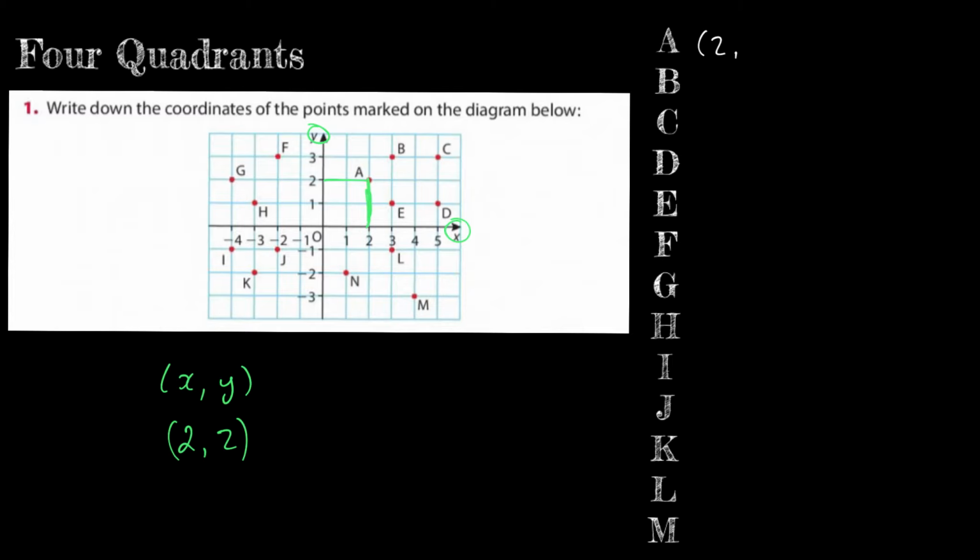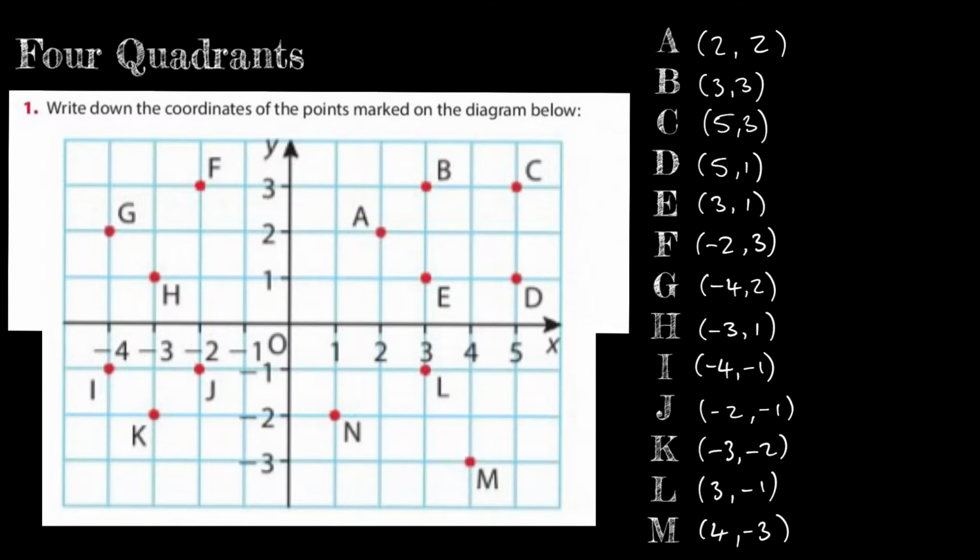So I'll give you a second there to try and label the other ones yourself, and then we'll go through them, right? So there's your values there, so you can double check that, and we'll move on to the next one. So that's all of them. We'll move on to question 2.